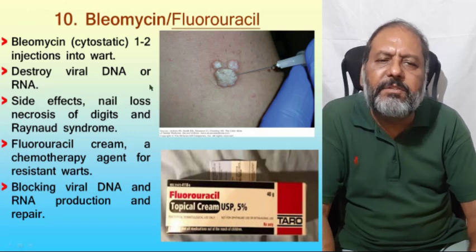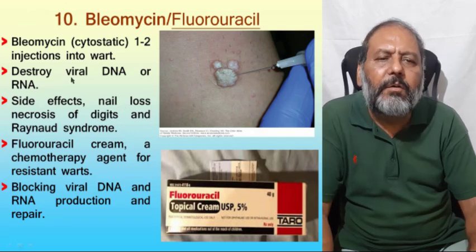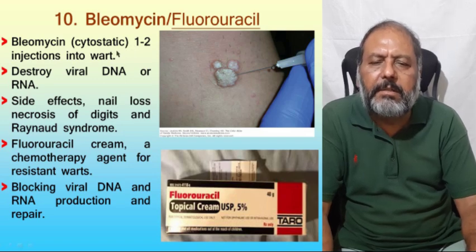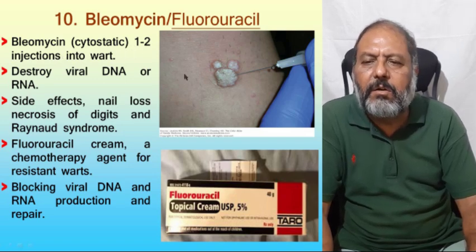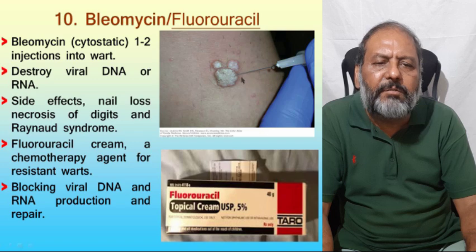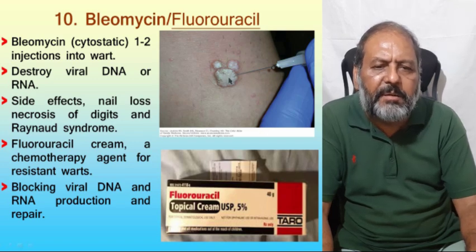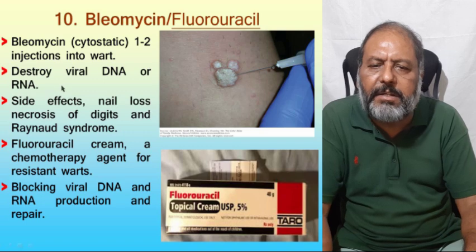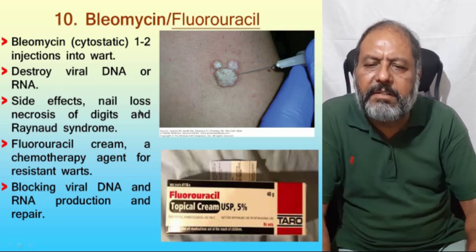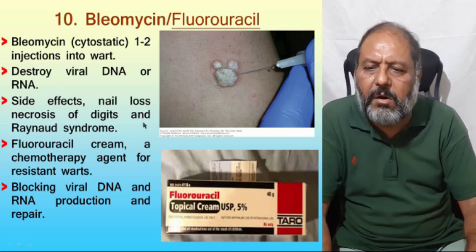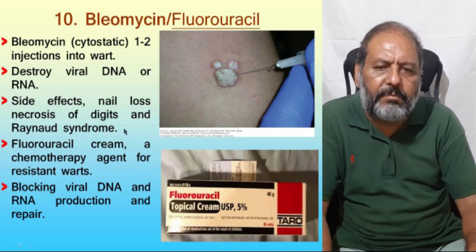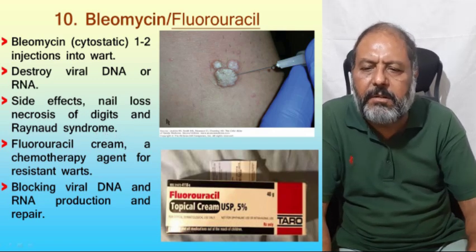Now, number 10 is bleomycin or fluorouracil. Bleomycin is a cytotoxic drug used for cancer. 1 to 2 injections into the wart; as one can see, the bleomycin injection is given into the wart. It destroys the viral DNA or RNA. Side effects are nail loss, necrosis of the digits, and Raynaud syndrome seen with this injection.